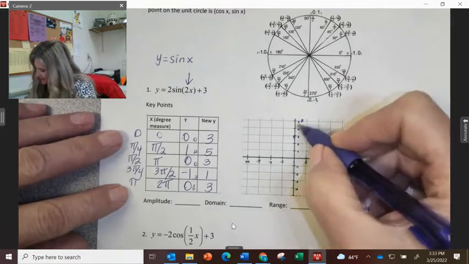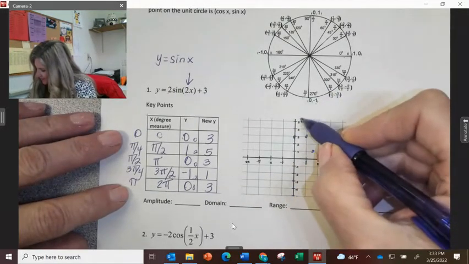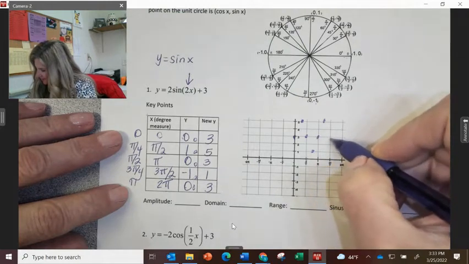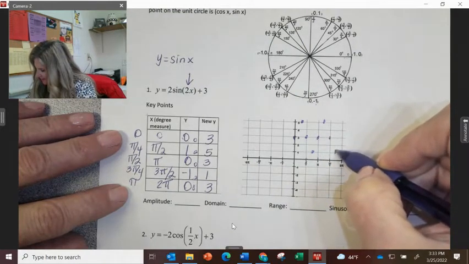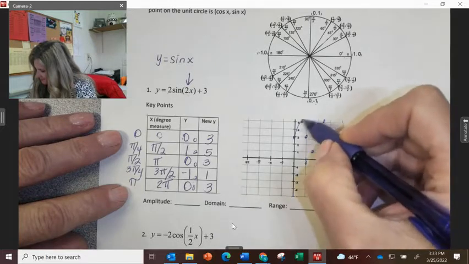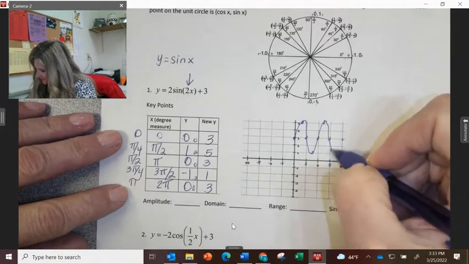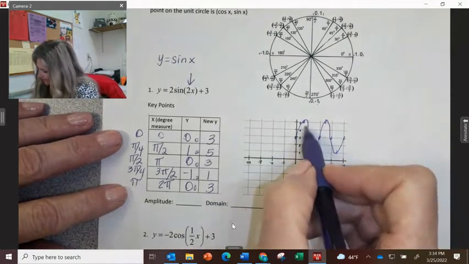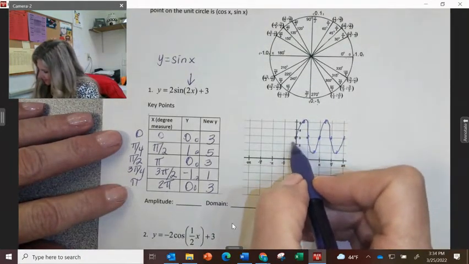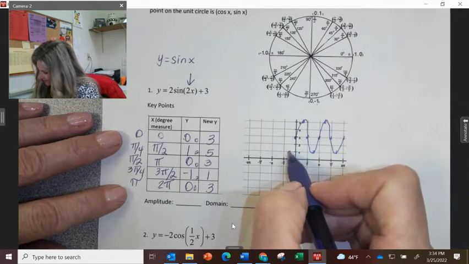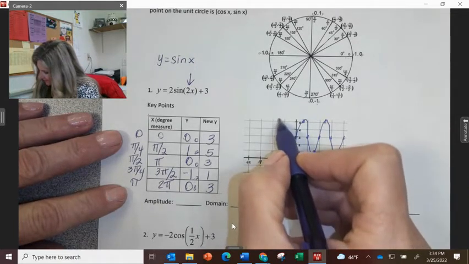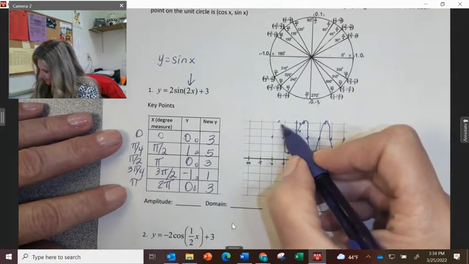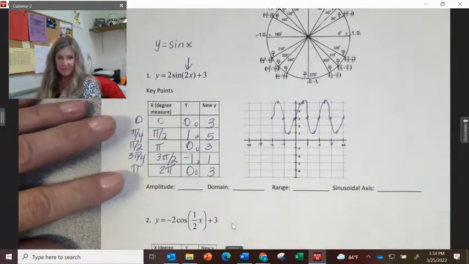And now just continue that pattern. See what we did? We were here, up, here, down, here. Up, here, down, here. Should be really symmetric like that. And then you could go backwards. So we were here, here, here, go backwards down to here, here, here, here. I mean, you don't have to graph the whole thing, but that's how it would be done.